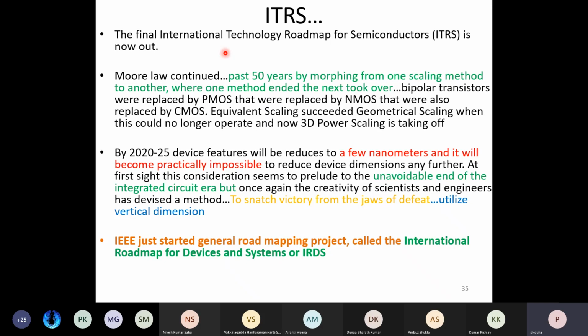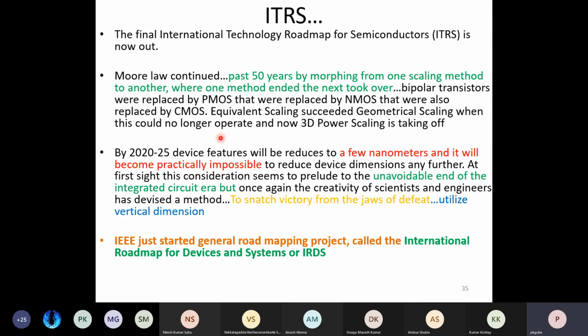IRDS basically looks after different kinds of systems, not only semiconductor technology, but other technologies also which can pitch in and evolve and give value for money for your electronic gadgets. So that is how, instead of ITRS, a new platform or organization was developed, the International Roadmap for Devices and Systems, or IRDS, and this is under IEEE.